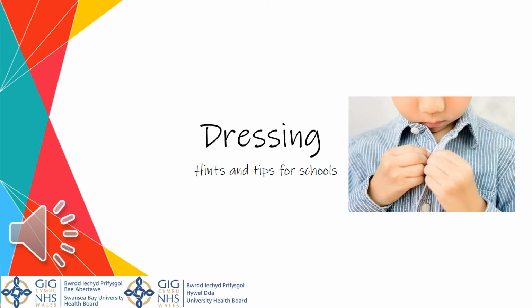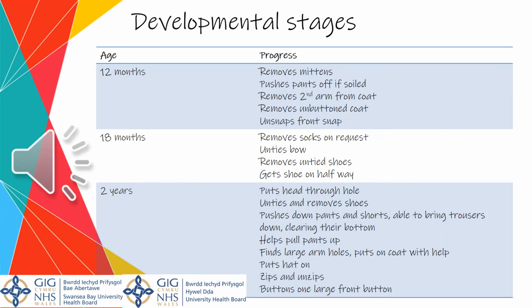In this first section, we'll be looking at dressing. Looking at the developmental stages for dressing, from the age of about 12 to 18 months, children can start to get involved with taking items of clothes off by themselves. For example, they might be able to take their own socks off. And by the age of about 2 years old, children tend to start to help with putting clothes on. So they might be able to put their head through the hole of the t-shirt, or might be able to pull their pants or trousers up.